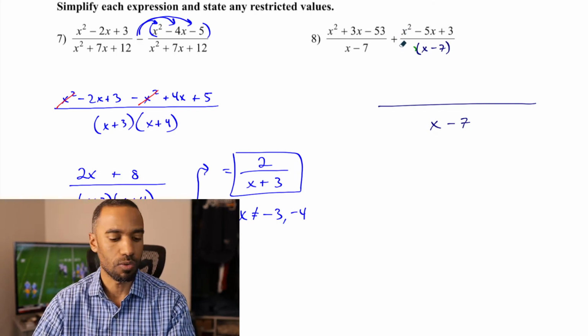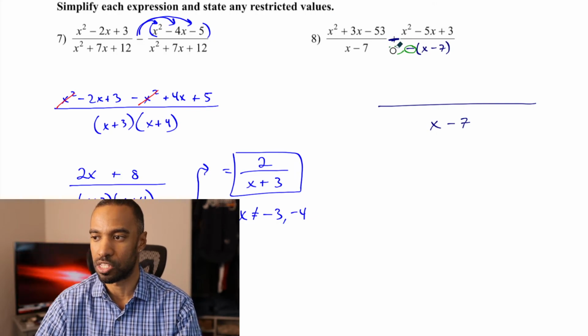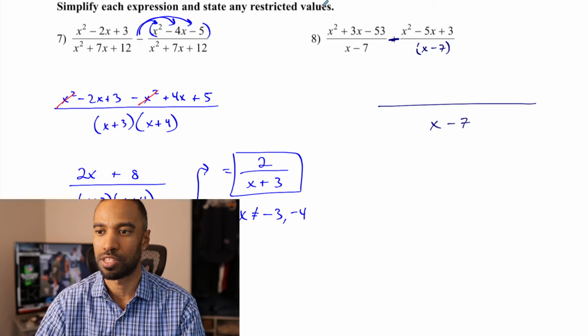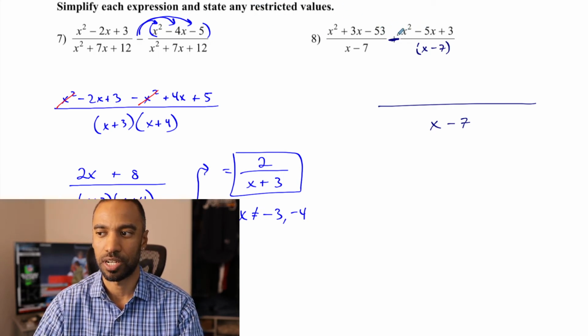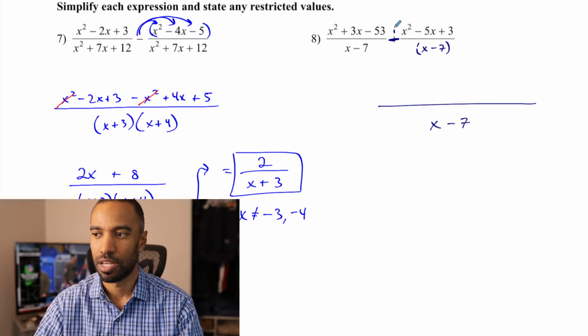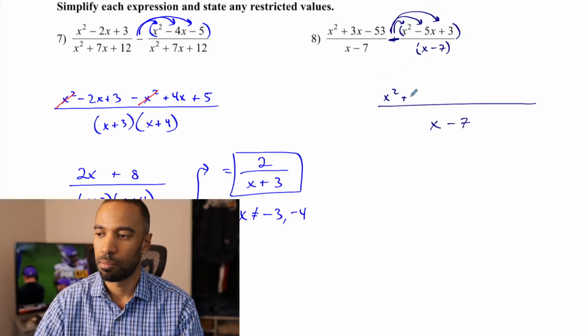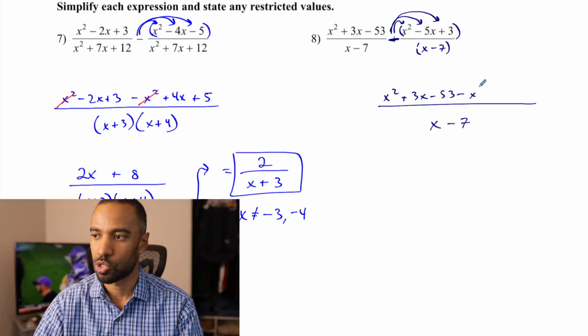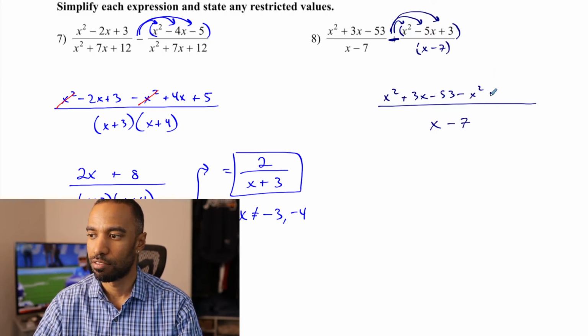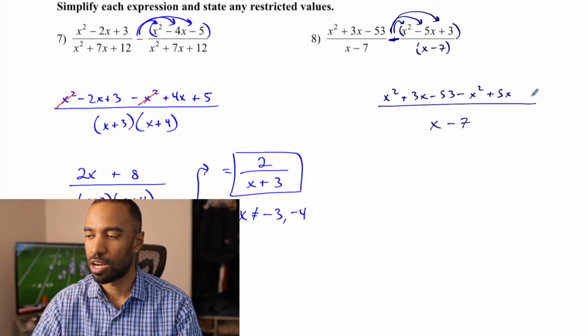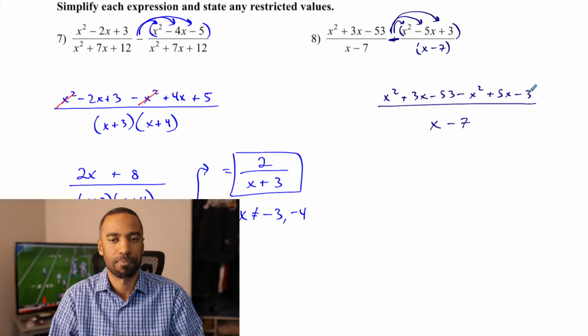Get rid of that. And you really have to follow with me in this interactive state. That negative is now taken to that plus. I am now subtracting. This was subtraction. So I'm going to subtract the quantity right here. Subtract all three terms. And I have x squared plus 3x minus 53 minus x squared plus 5x as we distribute the negative, and minus 3.